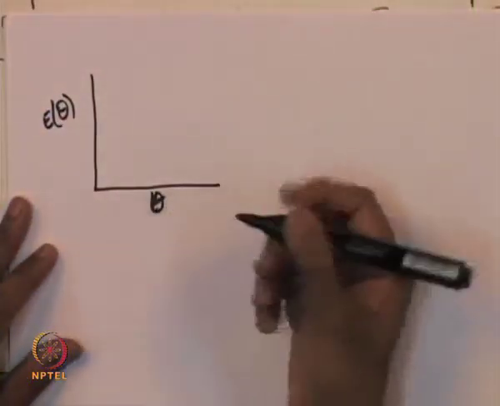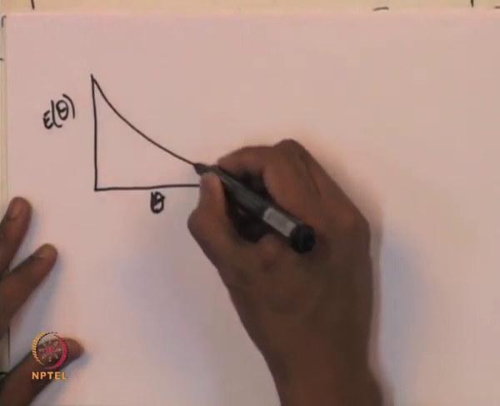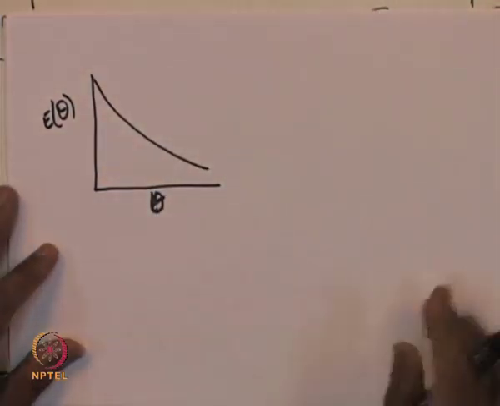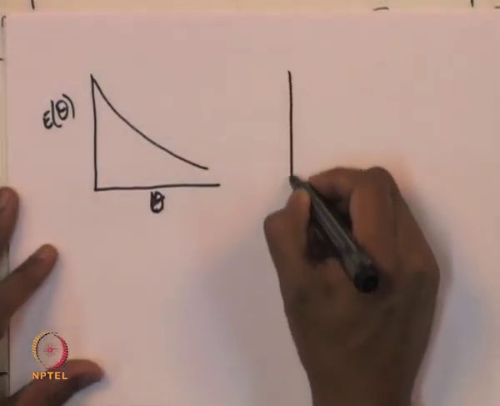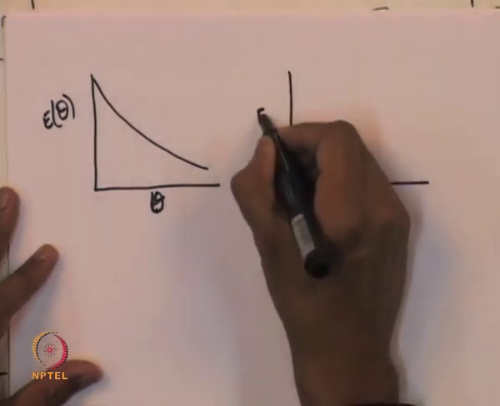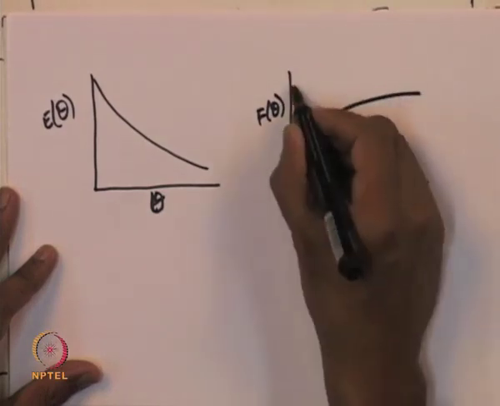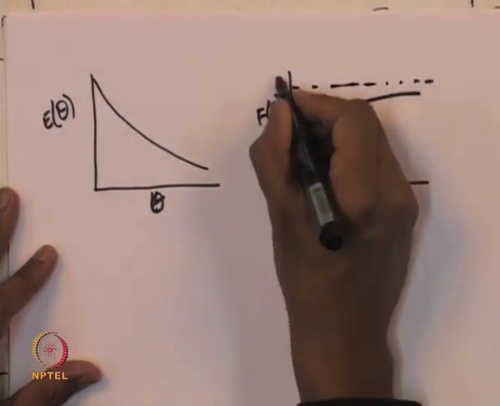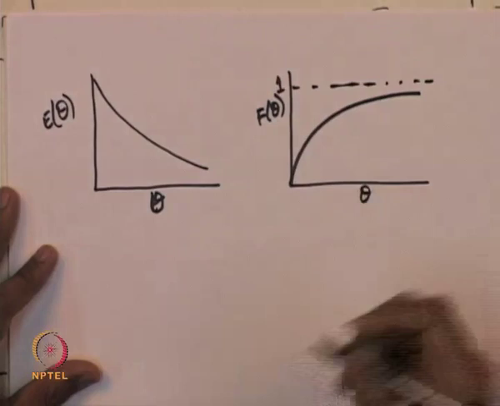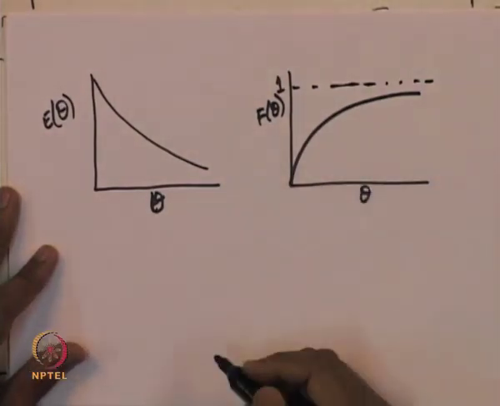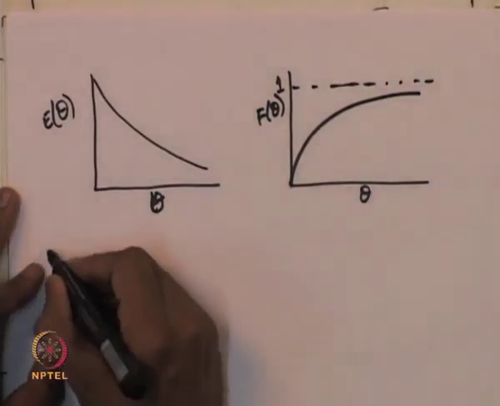So, let us attempt to sketch the E curve and the F curve. The E curve, the normalized RTD function, essentially looks like this, an exponential decay, and the corresponding F curve looks like this. So, this is 1 and this is theta. It essentially looks like this.